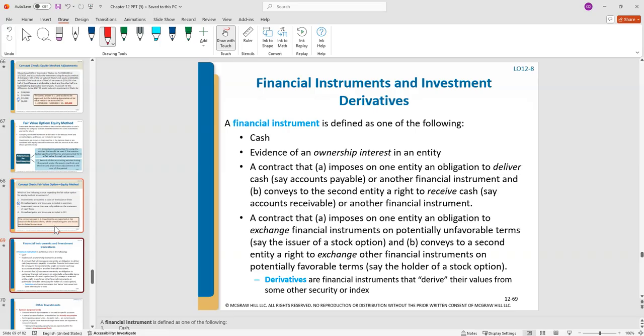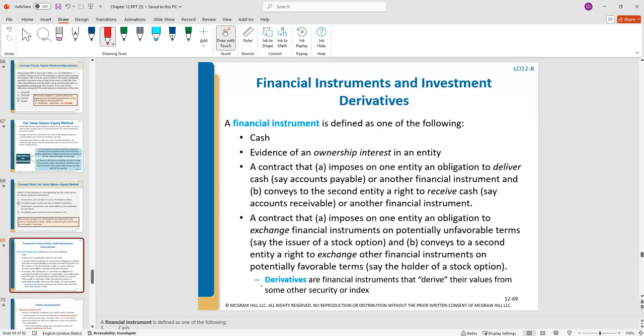It's defined as one of the following: cash, evidence of ownership, interest in an entity, a contract you can read through there. Essentially with it, right, when we have financial instruments, it's kind of like a stock or bond. That's one thing. It's a contract, among other items, that gives right to a financial asset for one entity and a financial liability or equity instrument for another.